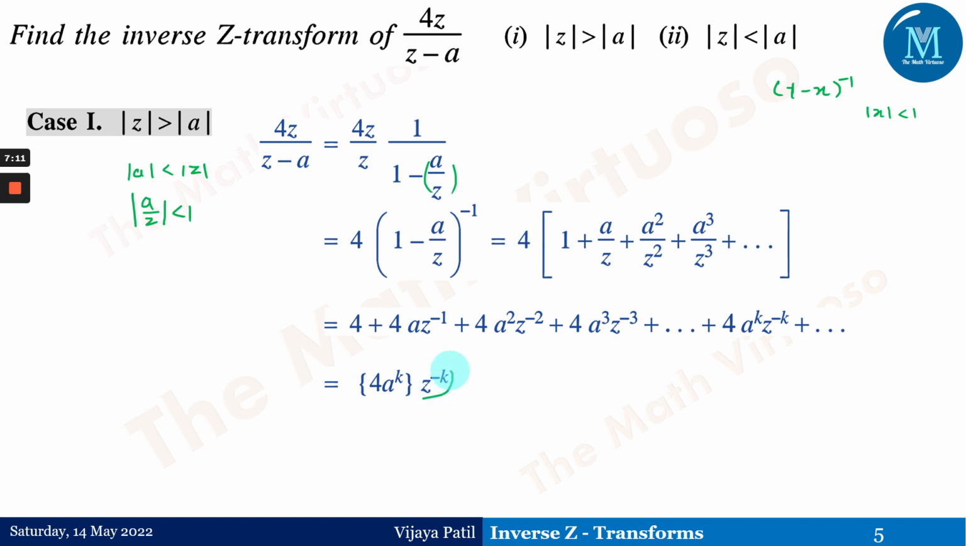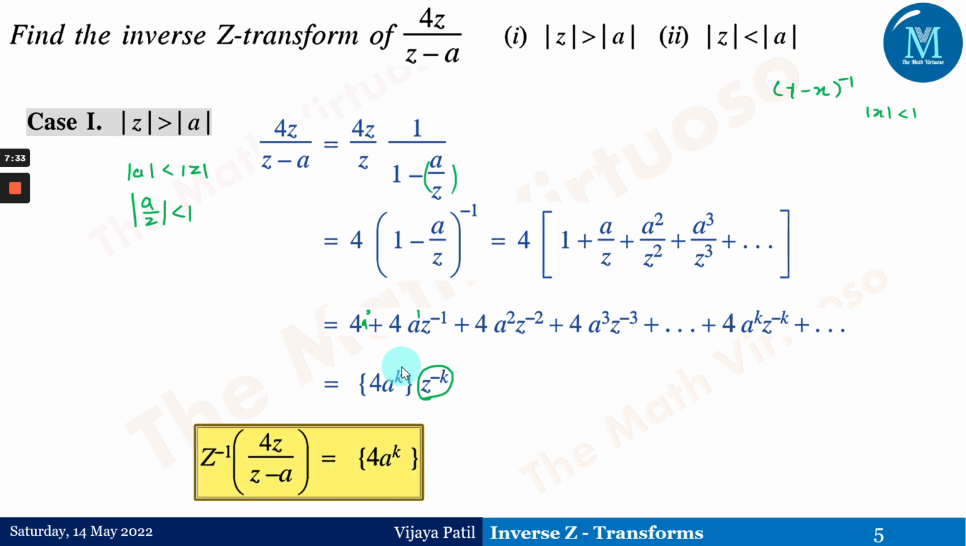The coefficient of z to the power minus k is 4 into a to the power k. You can easily check it here: 4 into a to the power 0, 4 into a to the power 1, 4 into a to the power 2, 4 into a to the power 3 and so on. Similarly, we have 4 into a to the power k, z to the power minus k, and hence the inverse Z transform of 4z upon z minus a is equal to 4a to the power k, but this is a sequence. This is not a single term. We have to write this in curly brackets, and this is for case 1, mod of z greater than mod of a.